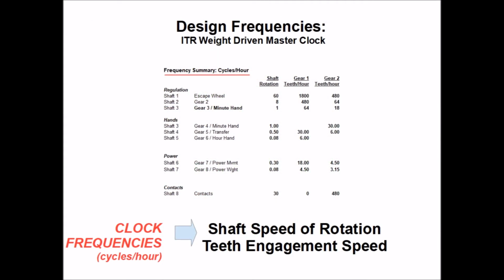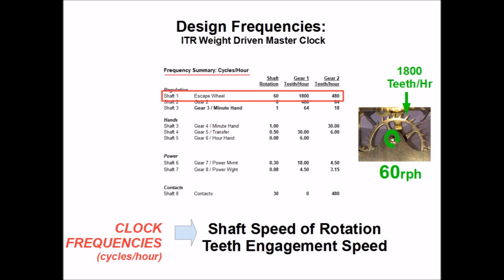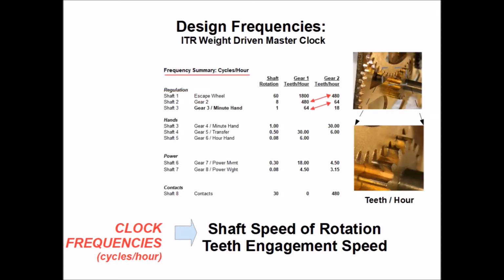For any clock, you can calculate the design speeds or frequencies for the pinion speed of rotation as well as the teeth contact. As an example, in the first row we have shaft number 1, which happens to have the escape wheel that spins at 60 revolutions per hour. The large gear has 1,800 engagements per hour and the small 480. Since gears from different shafts mesh together, you'll see that for every shaft combination there are 2 gears that have the same speed or frequency.